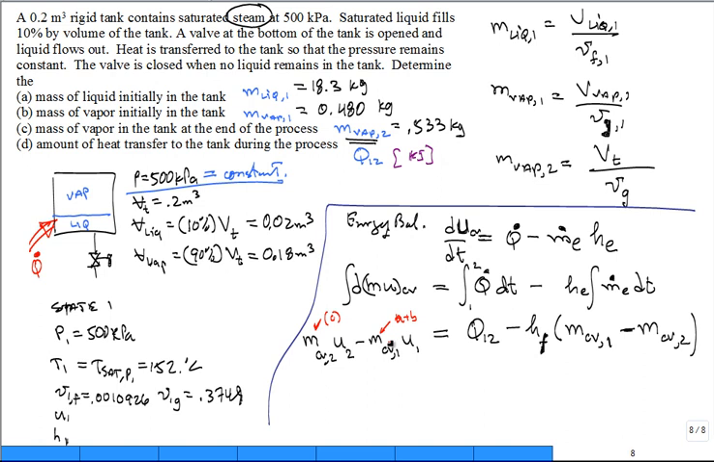True? One way you can do this second term right here is to set it equal to the mass in the control volume initial of the saturated liquid, F, times u_F, plus the mass in the control volume initial of the saturated vapor, G, times u_G. The mass and internal energy initially in the tank is the sum of the contribution from the saturated liquid plus the contribution from the saturated vapor.